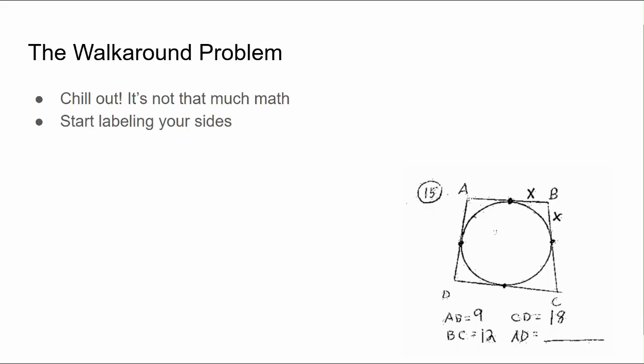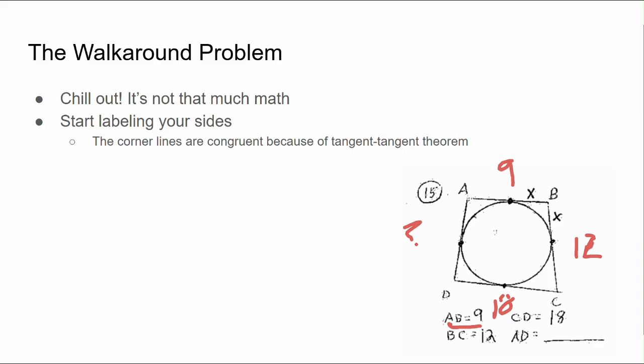So you start by labeling your sides. We know that AB is 9, CD is 18, BC is 12. And then this is your side that you don't know. The corners are going to be congruent because of the tangent-tangent theorem. So remember, if you have two tangents, these lines are going to be the same. So you just start going.